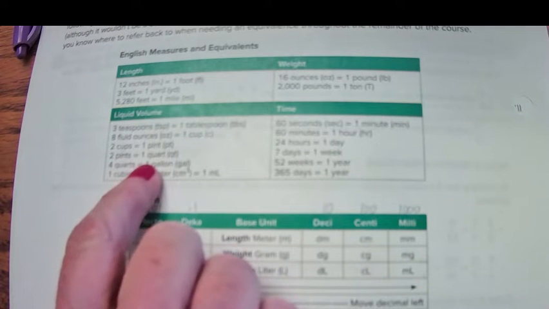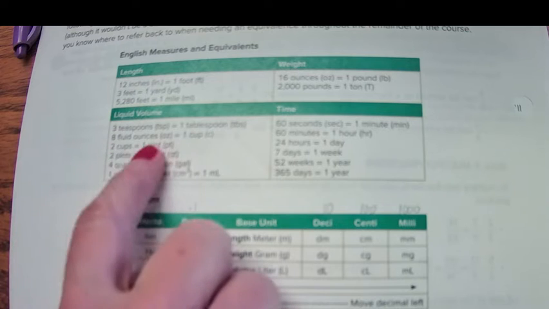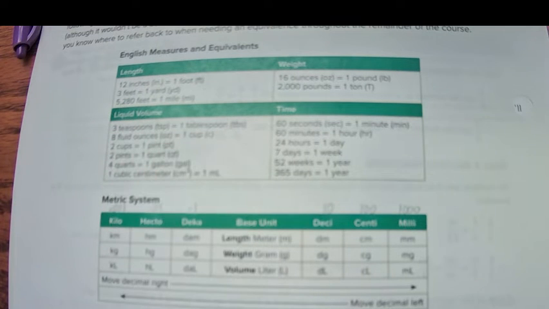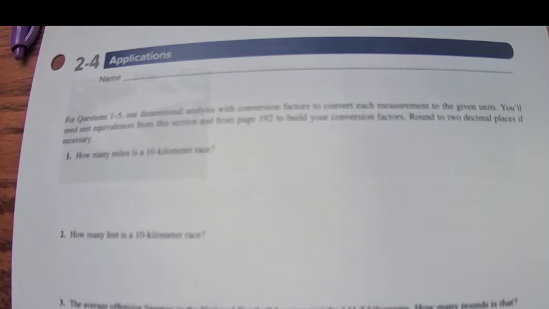All right, so 2 pints equals 1 quart. 8 fluid ounces equals 1 cup. Rather than writing them as this equals that, we're going to write them as fractions with a numerator and denominator. But that's going to be important for solving these problems.